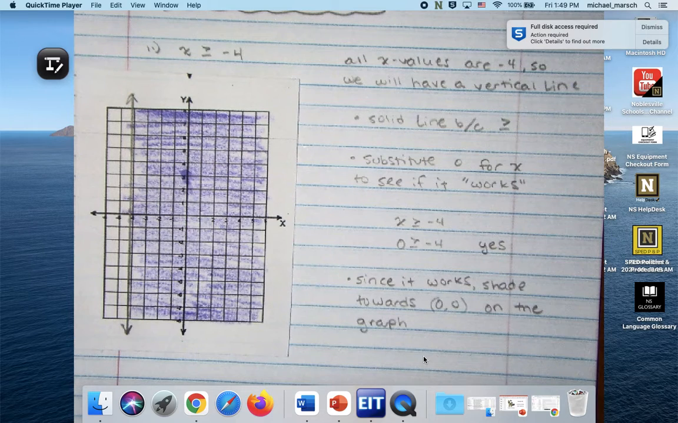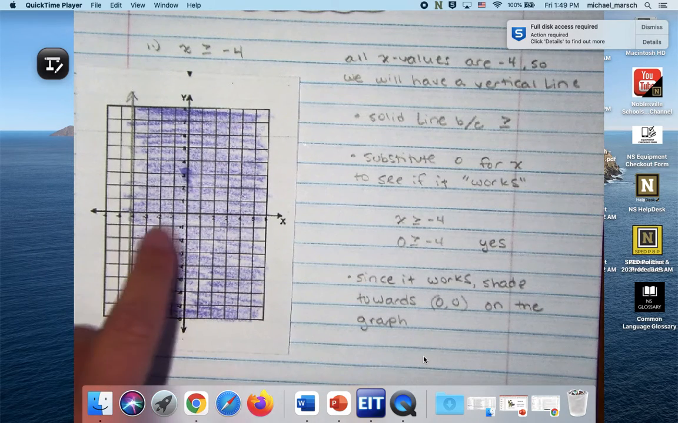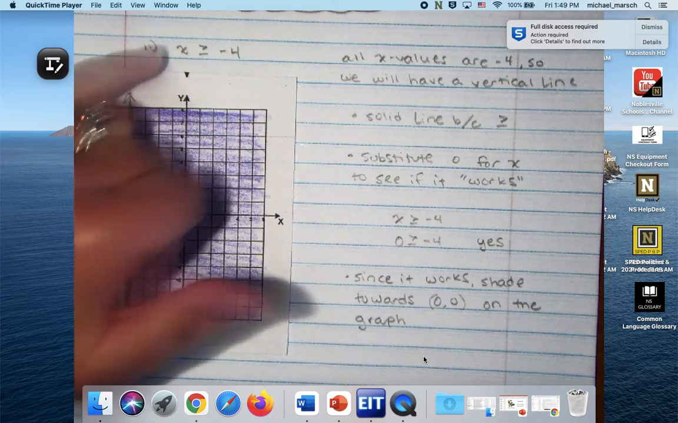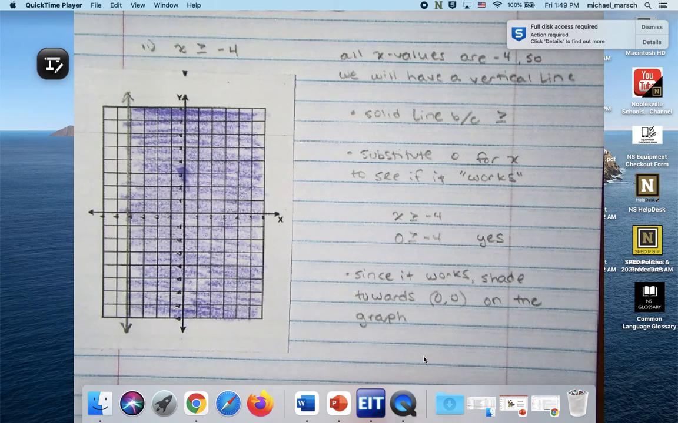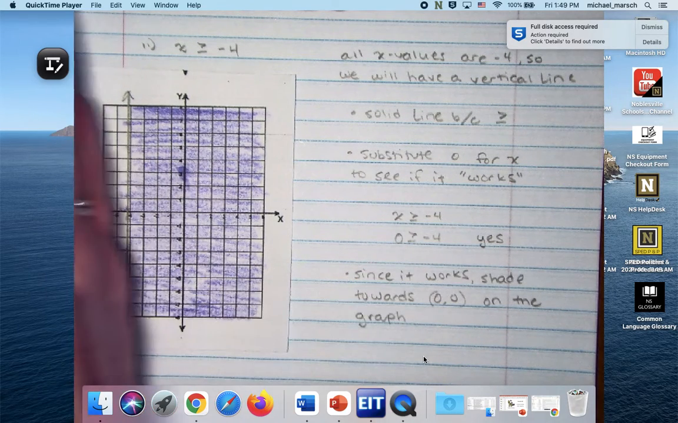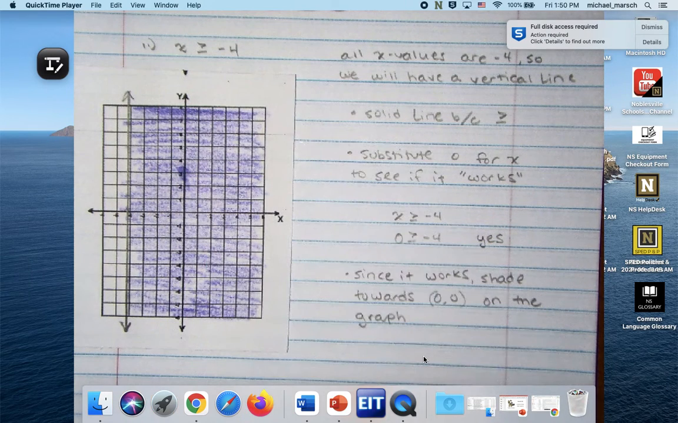One of the things the video told you was to shade up or down, which is kind of hard to do when you have a vertical line. So at the end of the video, they gave you pointers of just picking an ordered pair to see if it works. If it does, you shade towards that ordered pair. In this scenario, we're just going to use 0 because we only have a single coordinate. We don't have a y. 0 is greater than or equal to -4. I substituted it in for x, so that means that all of my values this way will work, including -4.